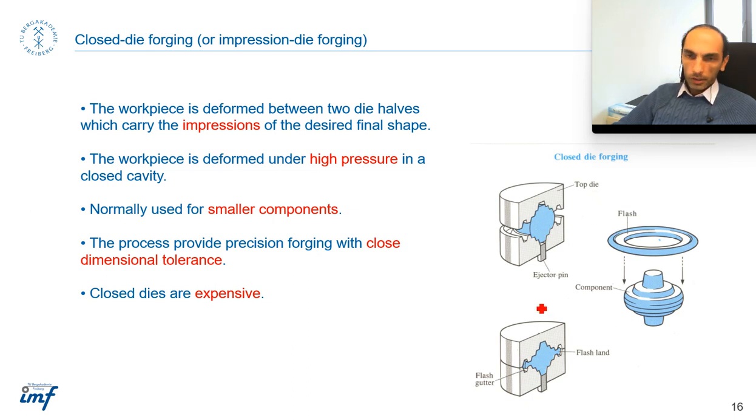This shows some terminology in closed die forging. We talked about the flash, the component, everything, upper die, lower die. The only new thing you see here is the ejector pin, and the ejector pin ejects the workpiece after finishing the forging, because it's deformed under high pressure and high temperature. So the workpiece usually sticks to the lower die, and the operator cannot bring it out. So the ejector is needed to eject the component or the workpiece, and the operator can bring it out.